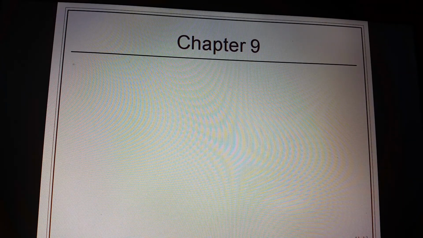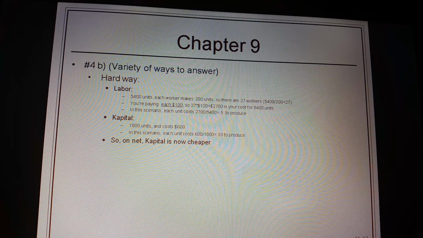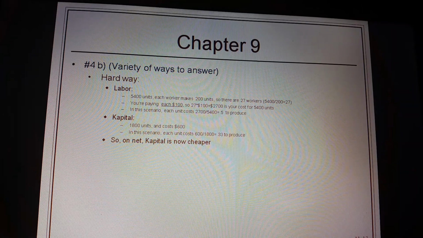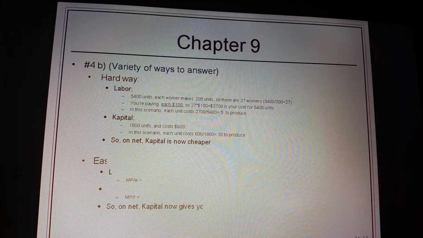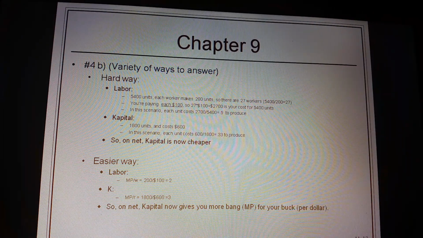For part B, there's a variety of ways to answer it. I'm just going to go through these answers here. The hard way, you could go through and, like we just did before, because this part B asks what would change if it increased $100 per day. So as you can see here, we're changing the $100 in that answer. It's still 0.33 down here, 0.5 there. But the easier way would have been just to stick with this technique. 200 over 100 gives you 2. 1,800 over 600 is still 3. So on net capital now gives you more bang for your buck.